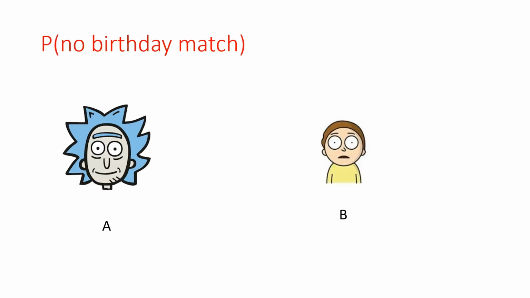Now, to calculate the odds of no match, let's start simple. Consider just one pair of people. Person A has a birthday on one day of the year, leaving 364 possible birthdays for person B. The probability of a different birthday for A and B is 364 out of 365.